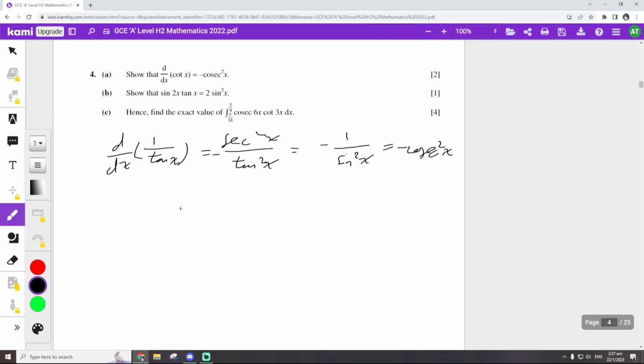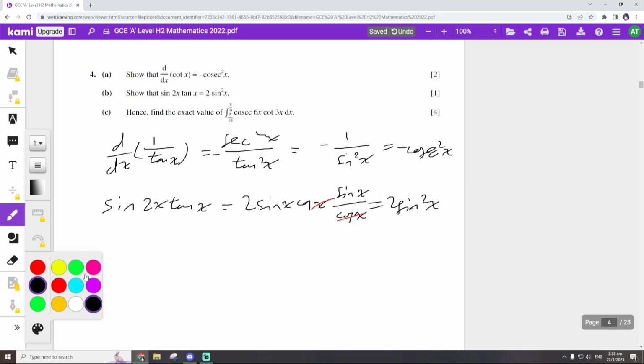Okay, show that sine 2x tangent x is 2 sine square x. Well, sine 2x is 2 sine x cosine x times sine x divided by cosine x. The cosine x will disappear. You're left with 2 sine square x. Hence, find the exact value of the following expression.